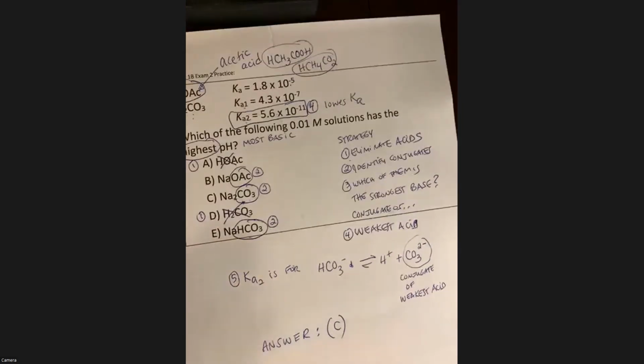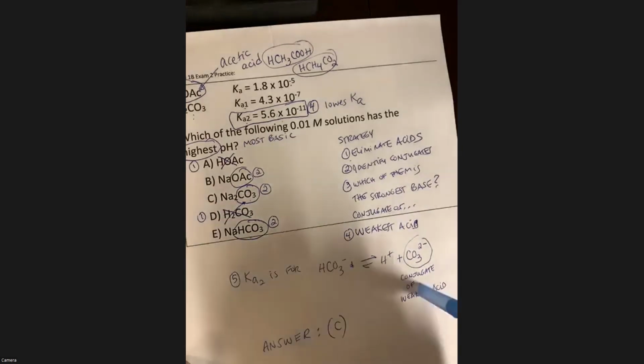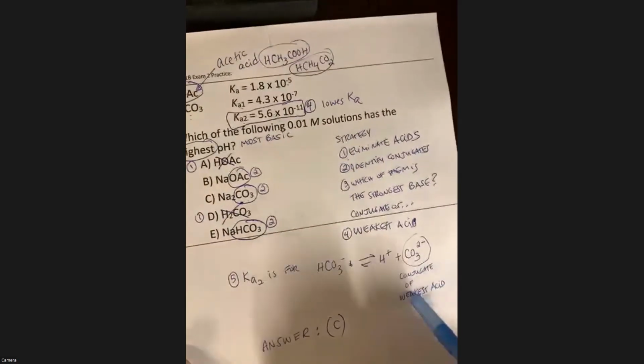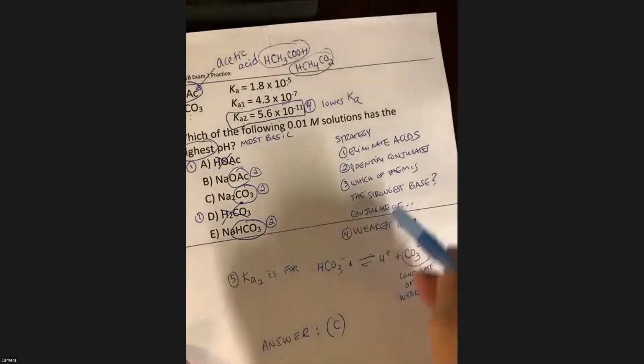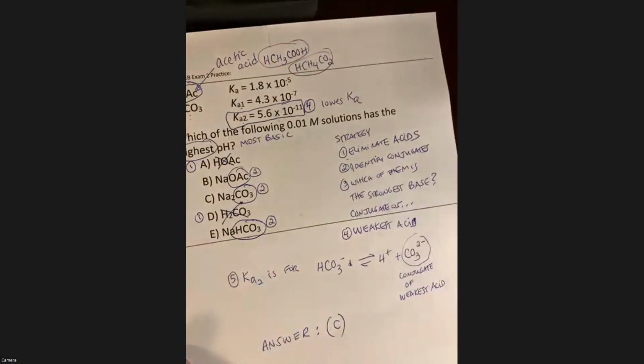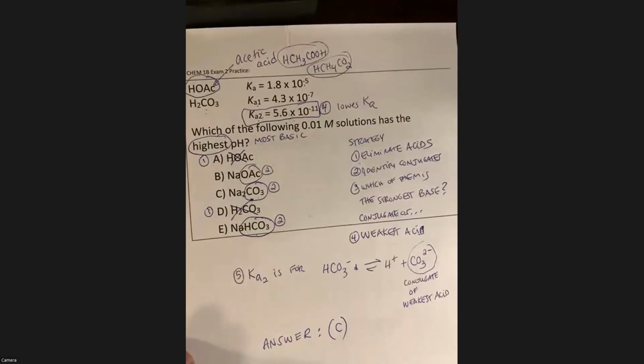C, right? Sodium carbonate. So that salt is made with this guy. That guy is the conjugate of the weakest acid. Therefore, it is the strongest base, and therefore it's going to generate the most basic or highest pH.